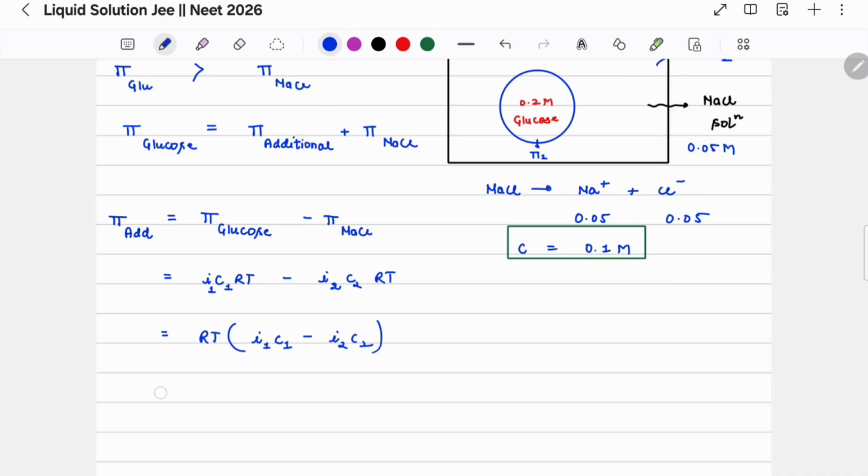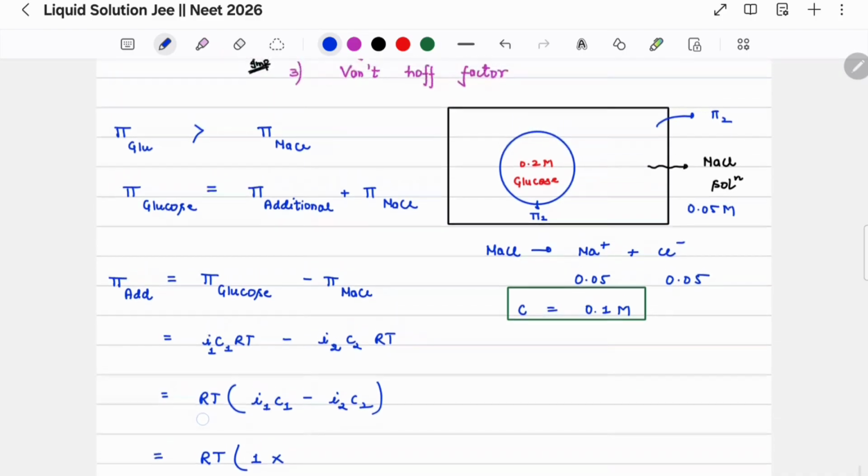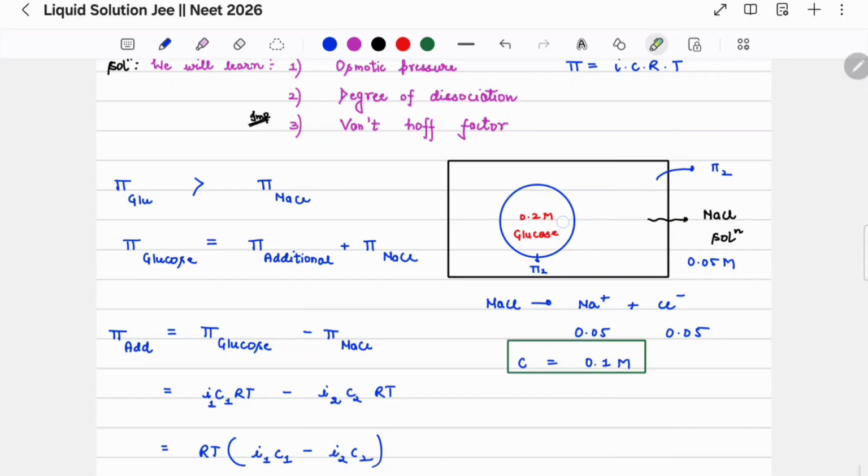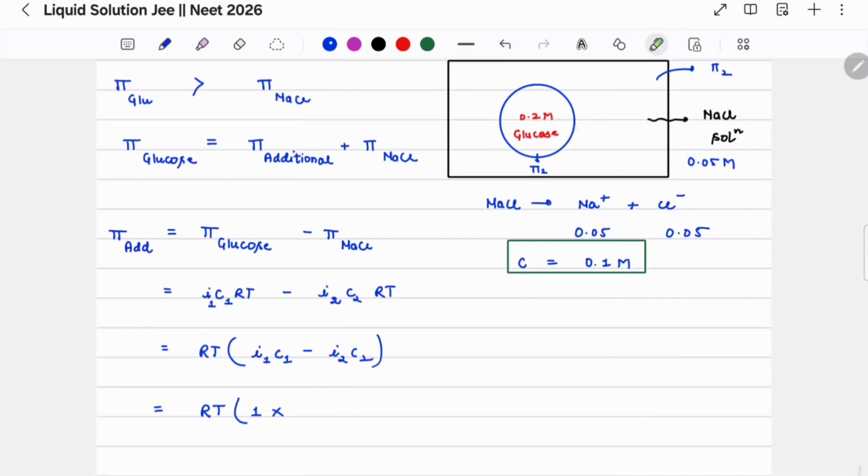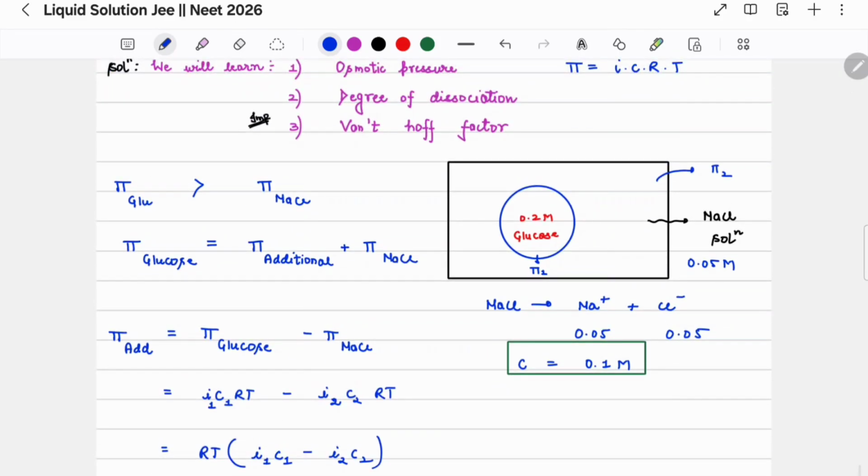Let me write it down, it will be clean only. RT, what will the I value be? First, concentration. What is the concentration of glucose? Already you know the concentration of glucose is 0.2 molar. So just cut, copy, paste. 0.2 minus what is I2? For NaCl, what is the I2? Already you know NaCl is going to dissociate into Na plus and Cl minus. So what can I write? Na plus and Cl minus.